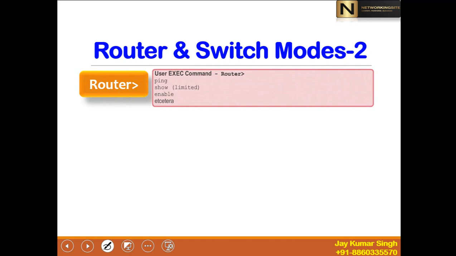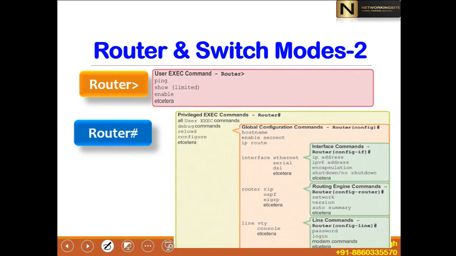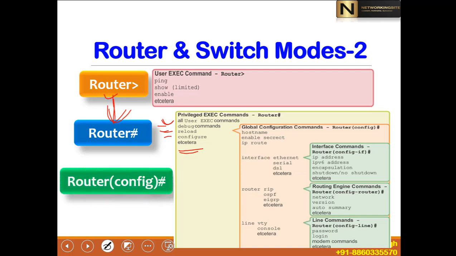So this one is known as user mode, and here you will have limited options. Second, here you have privilege mode. In this privilege mode, you can see all user mode commands, whatever command you are running here, you can run all here. You can run all debug commands. Reload means you can restart the router. You can disable, delete the configuration. And then you will move to privilege configuration mode.